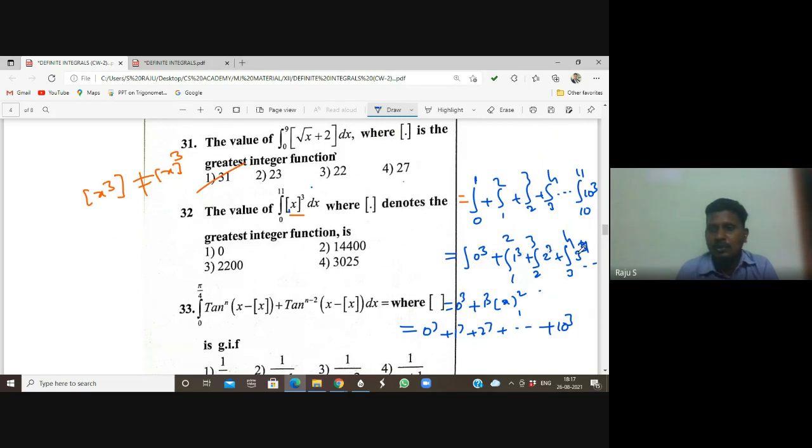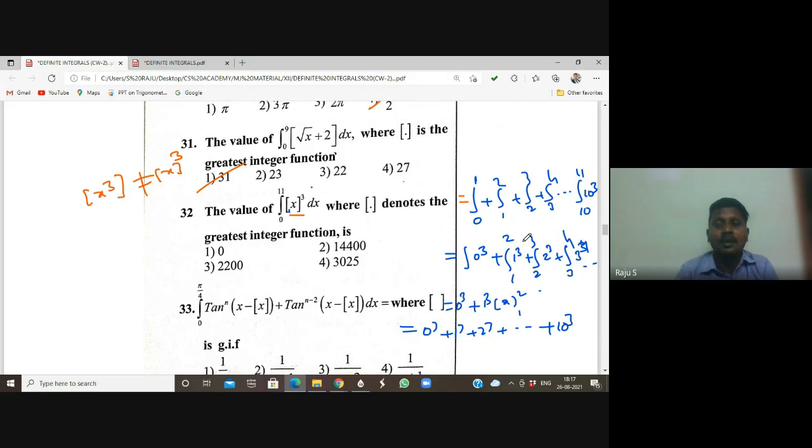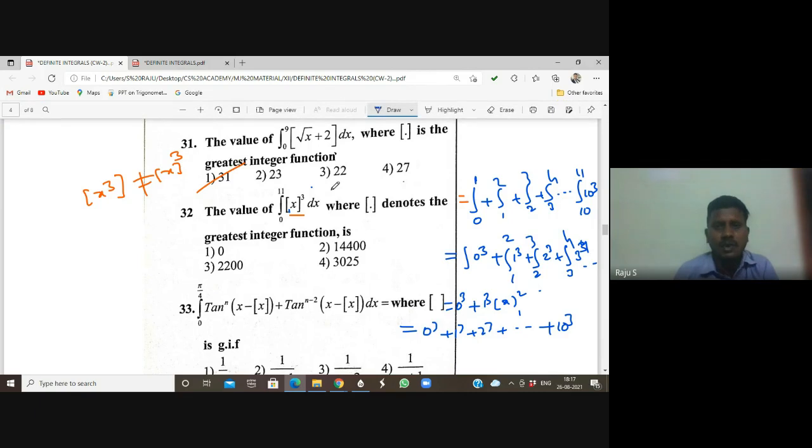When you take 1 cube, 2 cube, 3 cube outside, the remaining is 1, because x from 1 to 2 is 1, 2 to 3 is 1, 3 to 4 is 1, everything is 1. So just use the cube sum formula, that is n into n plus 1 by 2 whole square. This value only you can find. So 10 square into 11 square by 4. This we can evaluate.